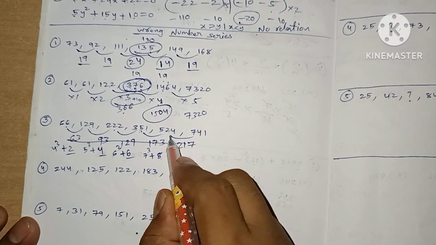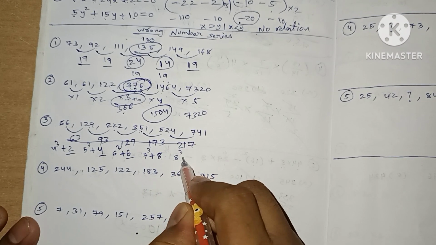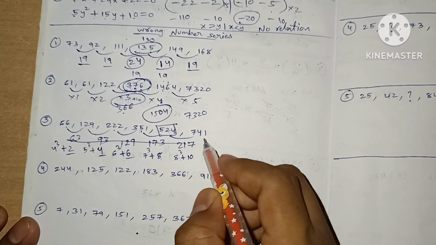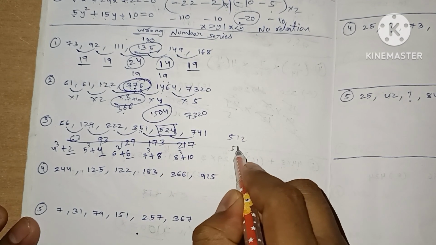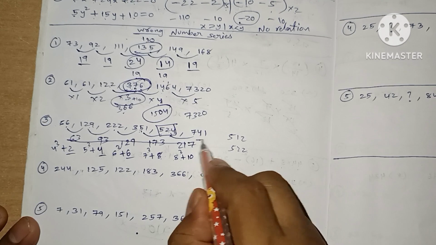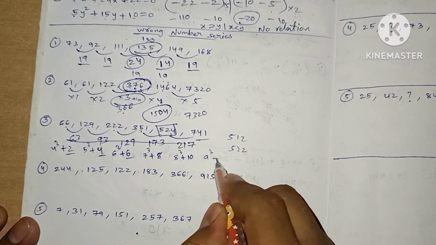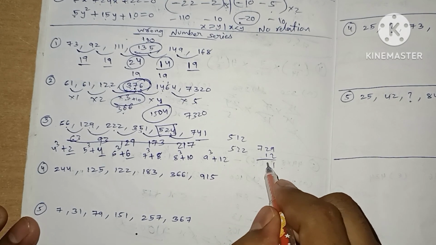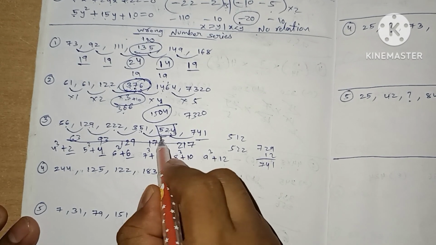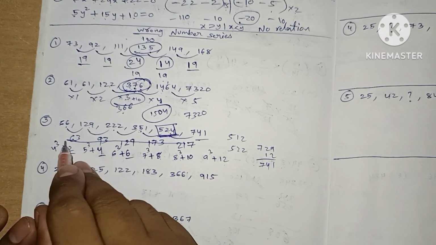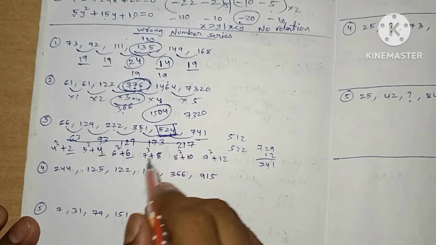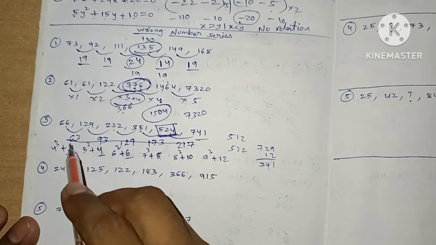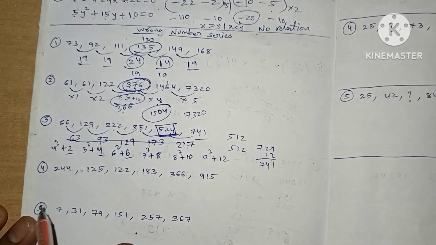Okay, so this one must be 8 cube, which will be 512 plus 10, which will be 522, not 524. This one must be 9 cube plus 12. 9 cube, 729 plus 12, we get 741. So this is our wrong number. We don't need to check the differences of these numbers. Even after taking the differences, we don't get any pattern, so we'll go with the direct numbers in the sequence.